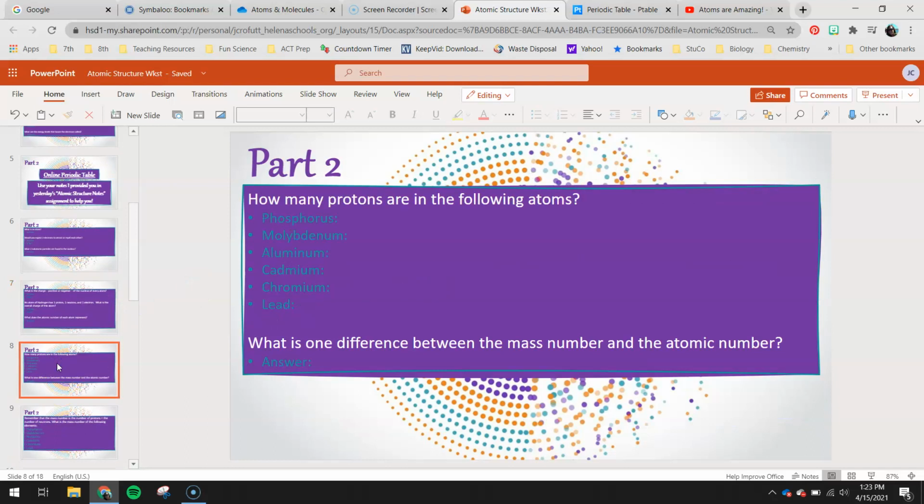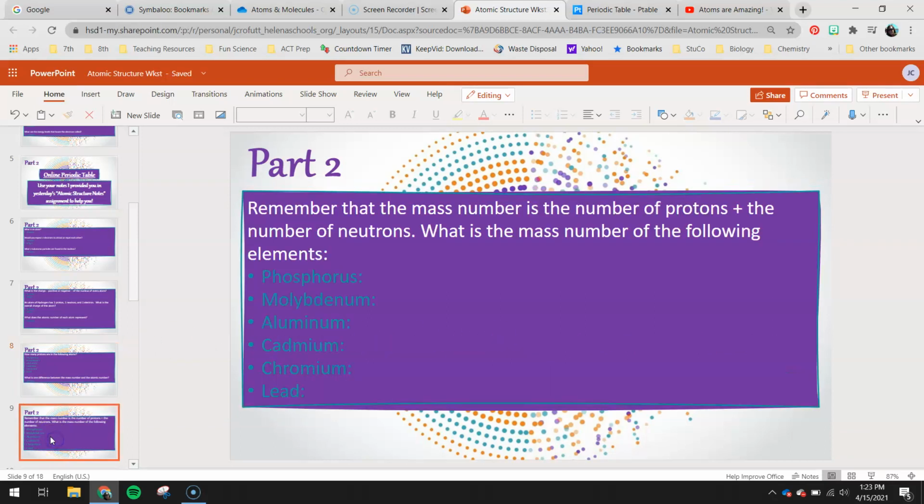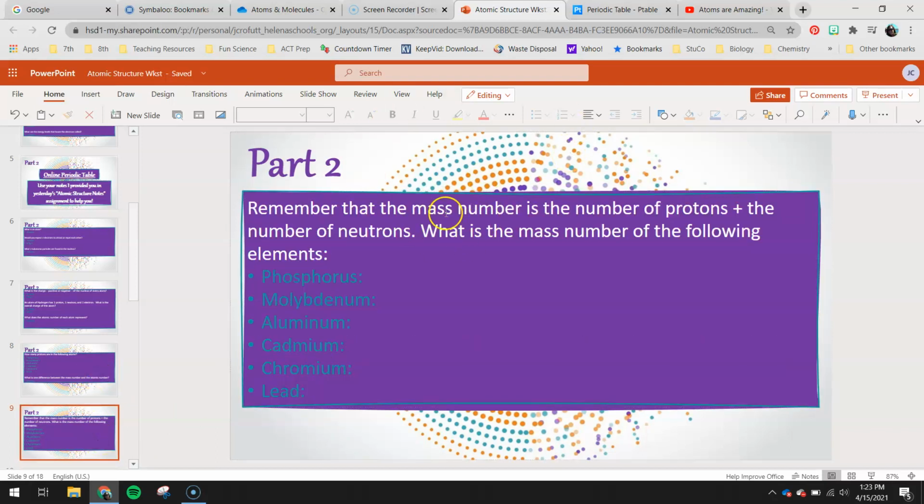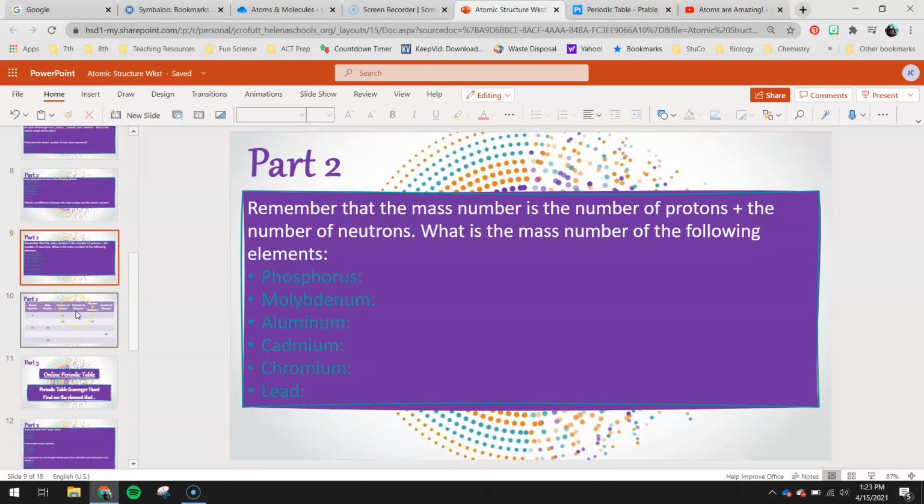Okay, then you will need the periodic table to help you with these. How many protons are in the following atoms? You have phosphorus, molybdenum, aluminum, cadmium, chromium, and lead. And what is one difference between the mass number and the atomic number? Okay, remember that the mass number is the number of protons plus the number of neutrons. What is the mass number of the following elements? So these are the same elements you just looked up. So apply what you learned on the last slide to this slide and look at this little equation that I gave you in the question.